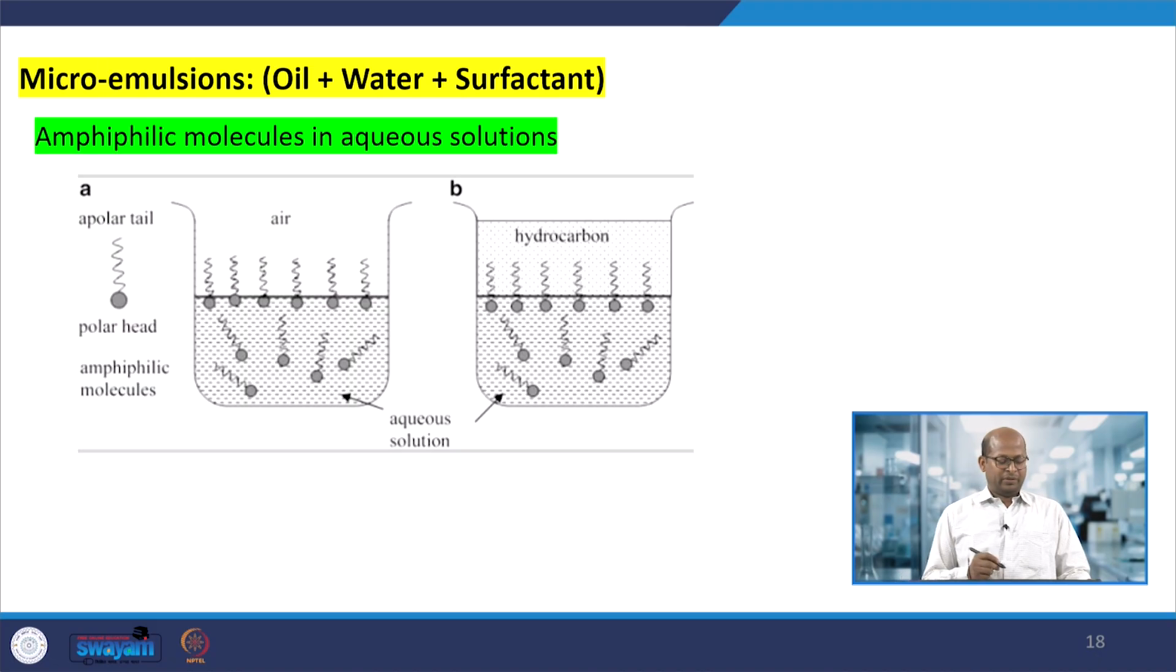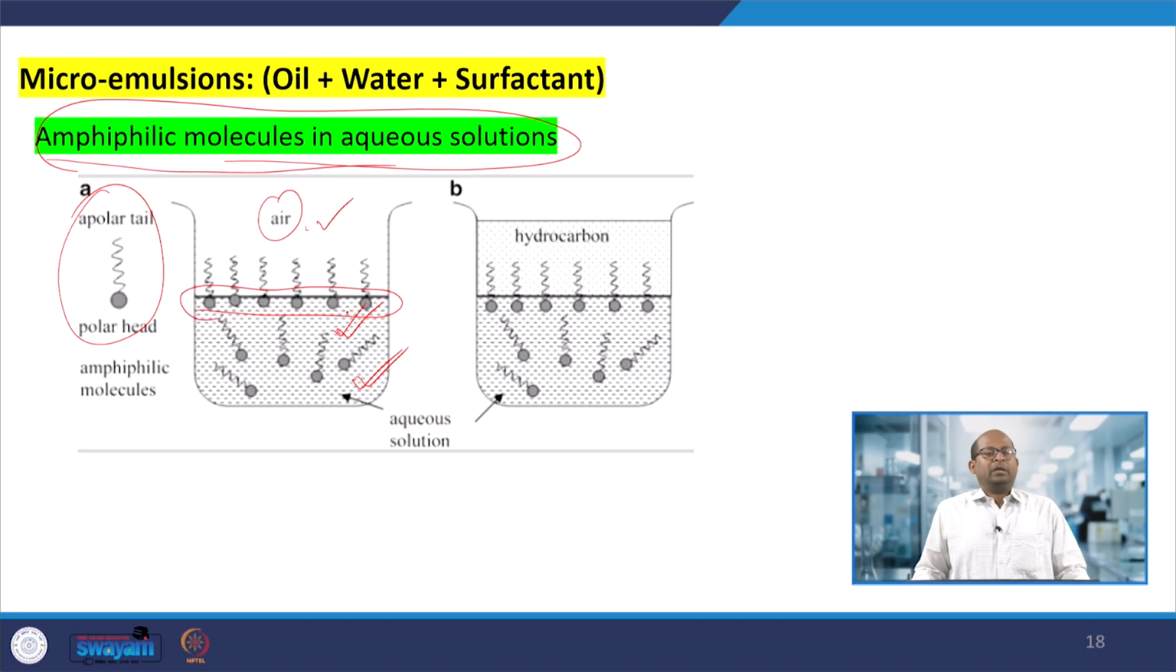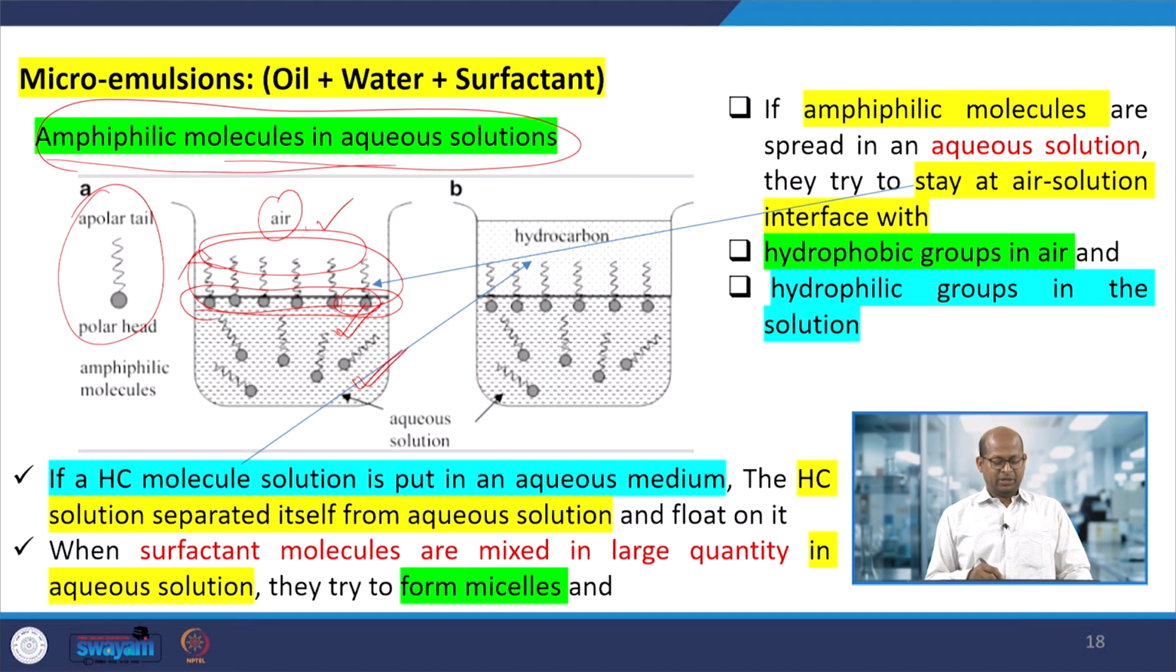Okay. So here is another main thing, showing amphiphilic molecules. This is an aqueous solution, so water was taken and we have put in these surfactants. The surfactants distribute at the water and air interface, with the tail molecules remaining in air and the head molecules dipped into the water. This is the arrangement when amphiphilic molecules are spread over an aqueous solution. When a hydrocarbon solution is put in this aqueous solution, the hydrocarbon separates itself from the aqueous solution, since this is a hydrocarbon solution and this is a water solution, and both separate out.